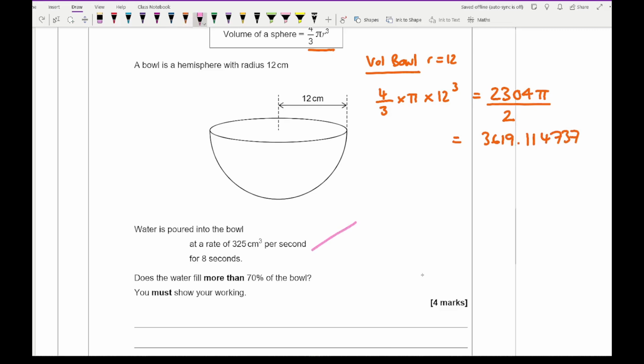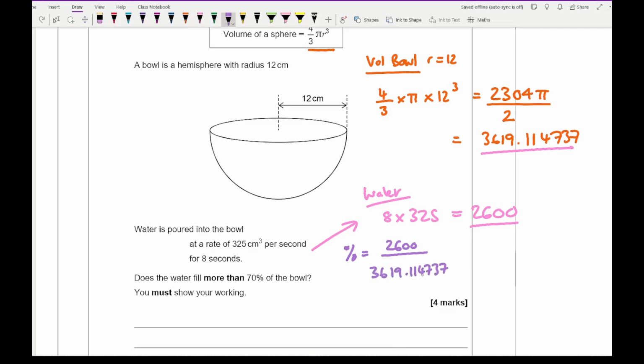So to work this out, the water is going to be 8 lots of 325. If I type that into my calculator, 8 times 325 gives me an answer of 2,600. Now all that's left for me to do is work out the percentage, which is the volume of the water divided by the volume of the bowl. I'm going to use the exact figures and multiply that answer by 100.